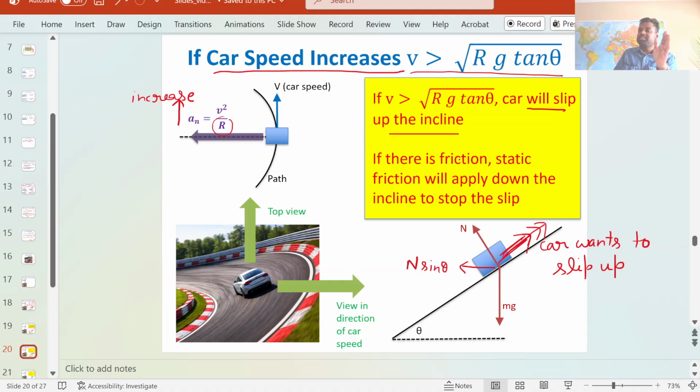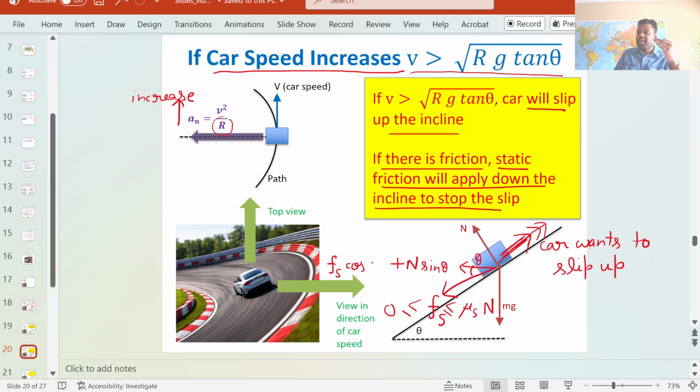And to stop that slipping, if there is friction, the static friction will apply down the incline to stop the slip, and the static friction will be Fs. It can be anywhere between 0 and mu s n. And then in this direction, you will have some more force, and this angle is theta, so you will have Fs cosine theta, and then this will be equal to m v square by r, right?